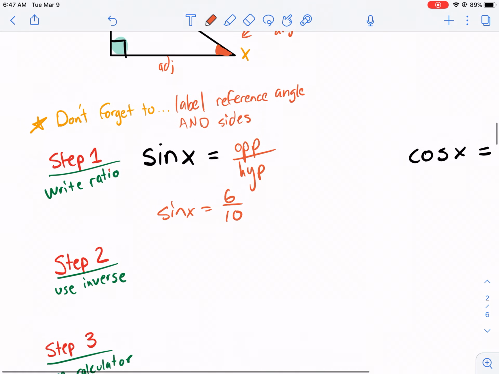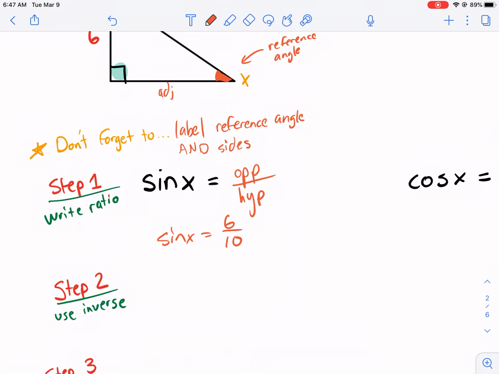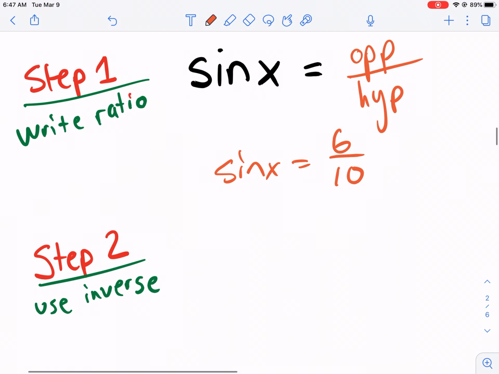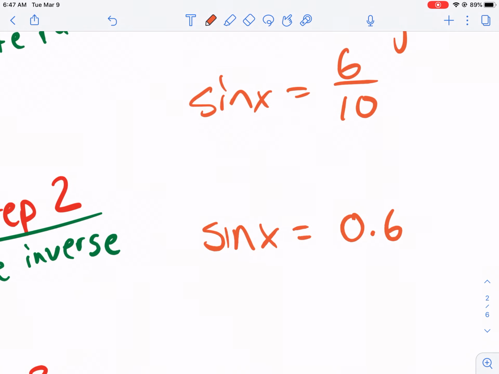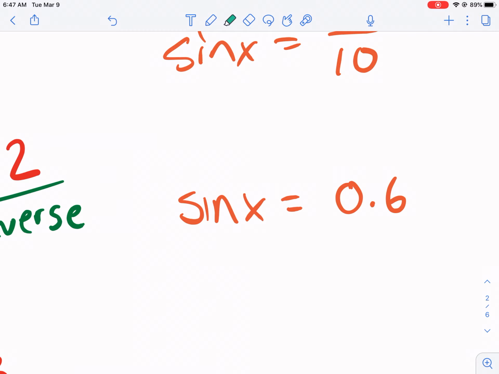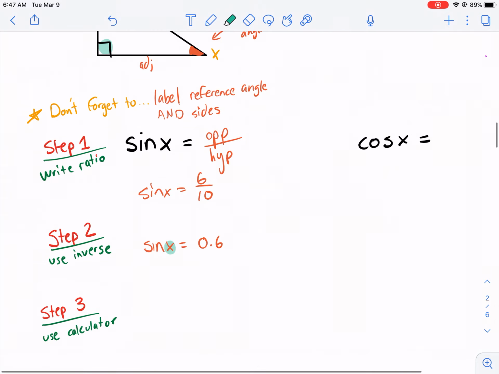Step two, use the inverse. This is a big jump, but it's something I really want to emphasize. One thing we can do first is say sine of x is equal to 0.6. You don't have to do that; you could leave it as a fraction, but I'm guessing most people like to type it in as a decimal. As with any equation, what we want to do is solve for x, our missing value.